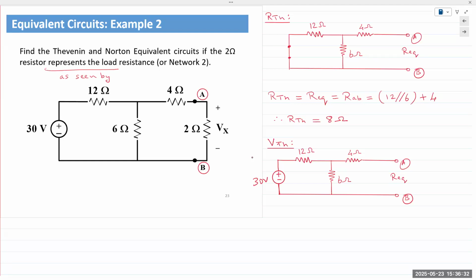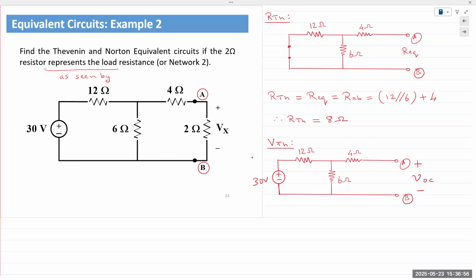Terminals of analysis remain the same, A and B. But instead of REQ, now we're measuring the open circuit voltage between the two terminals. The polarity that I'm showing in there is an assumption. Okay, you can assume the opposite polarity, it doesn't really matter.